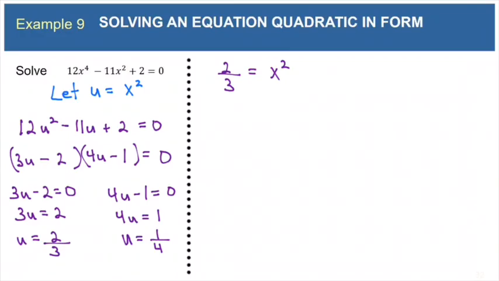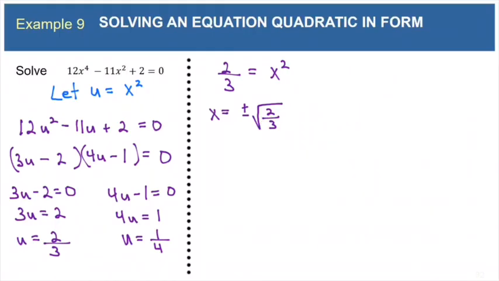So to solve this, we're going to unsquare the variable and do plus or minus the square root of 2/3. So we really have two solutions here. Now this is not considered in simplest form because we have a fraction under the radical. And you may remember from working with radicals that you can't leave a fraction under a radical, and you also can't leave a radical in the denominator.